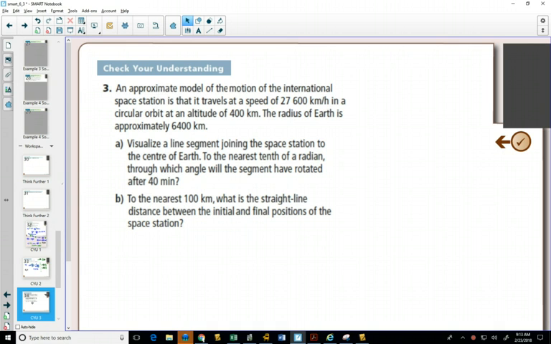Visualize a line segment joining the space station to the center of the Earth. To the nearest tenth of a radian, through which angle will the segment have rotated after 40 minutes? So we read it through once, take a deep breath, and then read it through again and try to draw a diagram of what's happening.